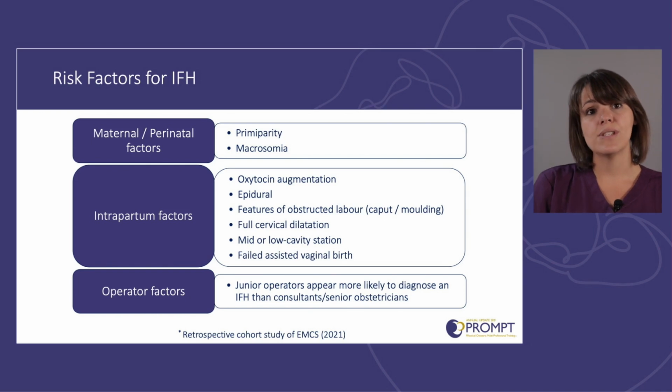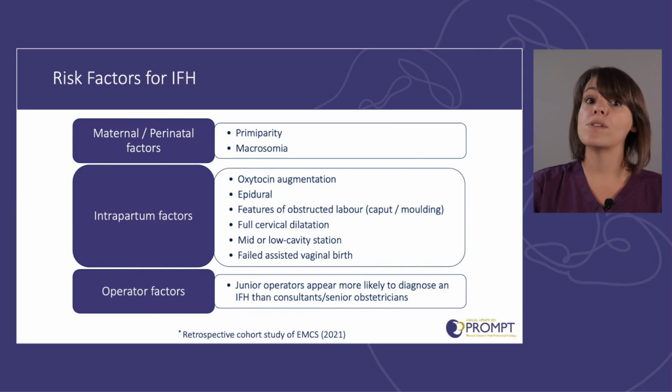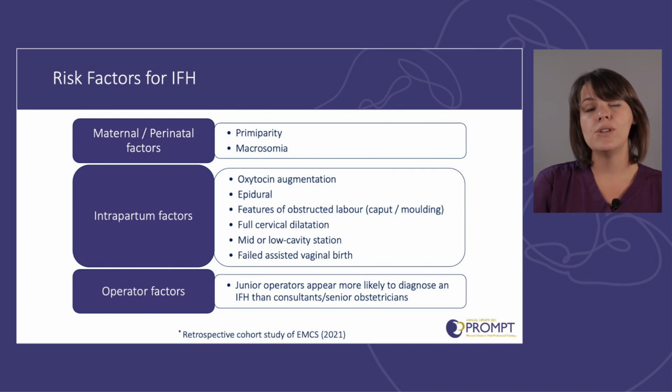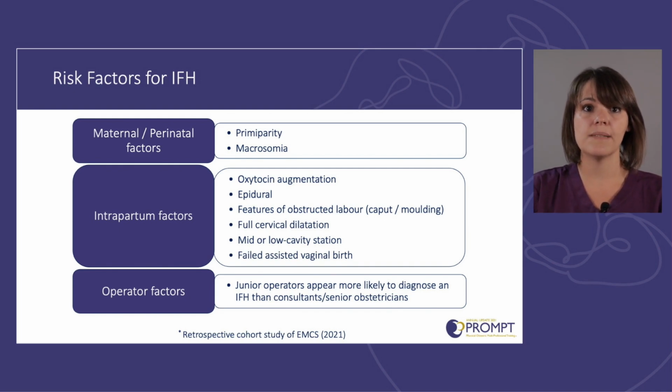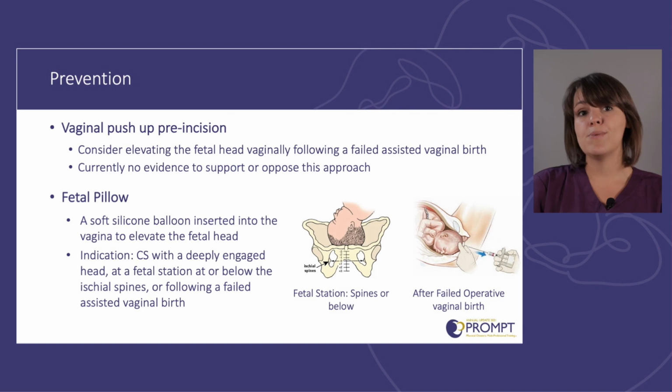Our retrospective cohort study also highlighted the risk factors for an impacted fetal head. Maternal and perinatal factors include primiparity and macrosomia, and intrapartum factors include features of an obstructed labour such as caput and moulding, oxytocin augmentation and epidural, and of course full cervical dilatation, failed assisted vaginal birth, and a mid or low cavity station. And interestingly, junior operators appear more likely to diagnose or at least document an impacted fetal head than consultants and senior obstetricians.